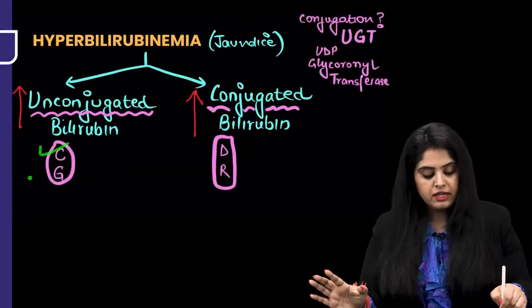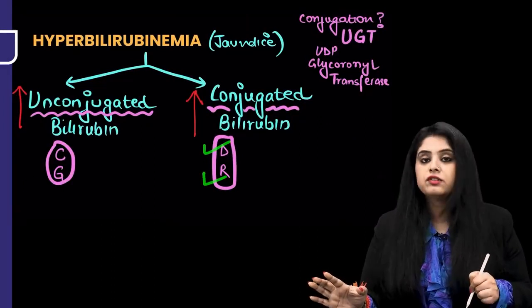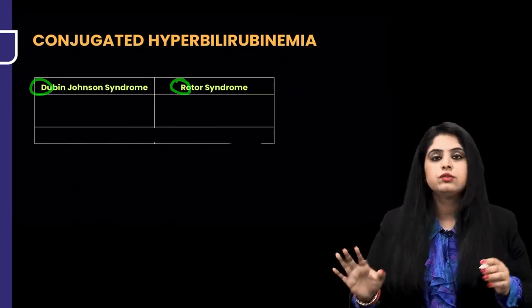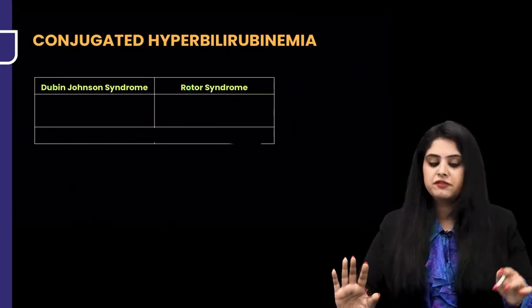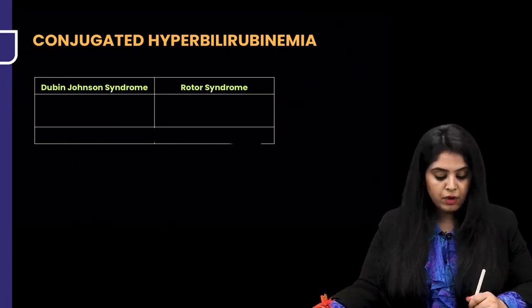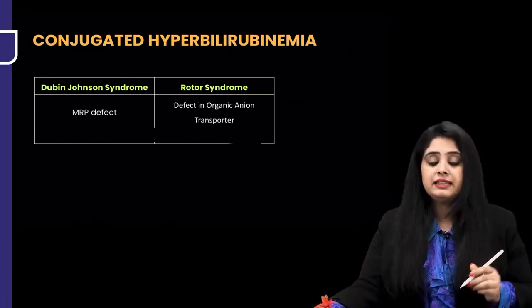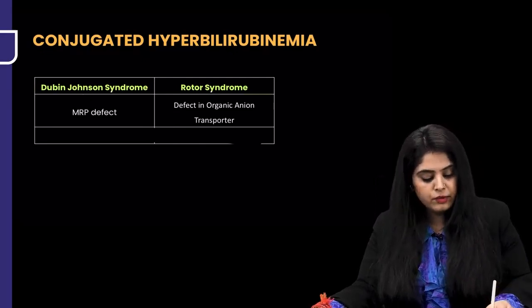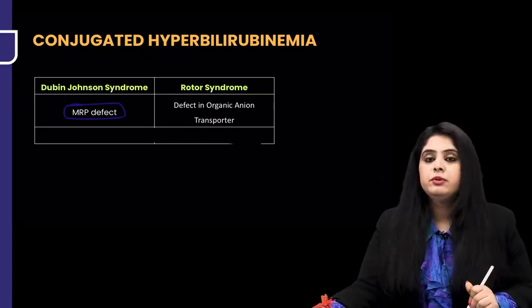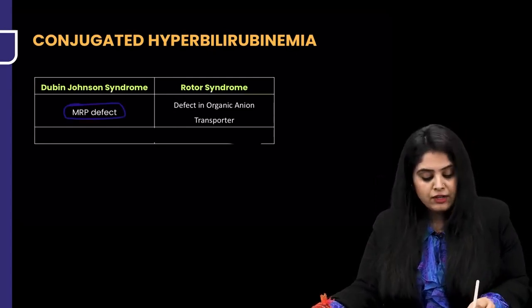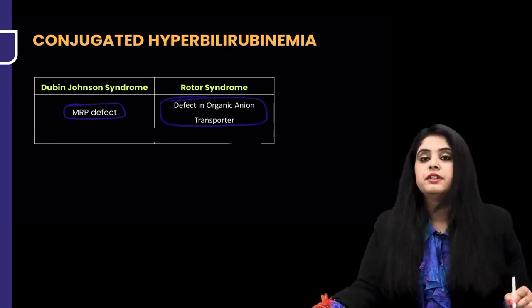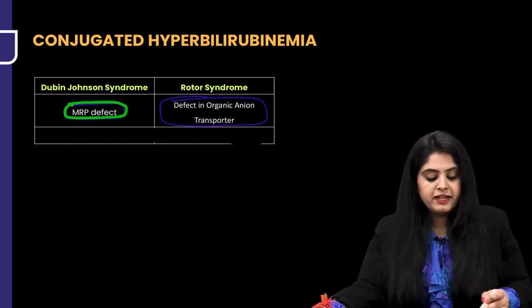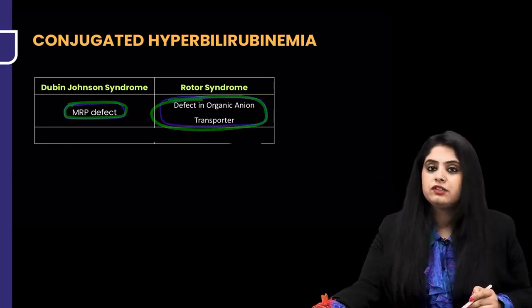Unconjugated is done. Crigler-Najjar and Gilbert is done. What about Dubin-Johnson and Rotor? These are conjugated hyperbilirubinemias. So you will say, ma'am, the enzyme is fine, UGT is fine, conjugation has occurred. The problem is in the excretion; the bilirubin is not getting excreted further. So either this is going to be an MRP defect, Dubin-Johnson is an MRP defect, and Rotor is an anion transporter defect. This is a bit of rote learning that you will have to do. Dubin-Johnson is an MRP defect and Rotor is an anion transporter defect.